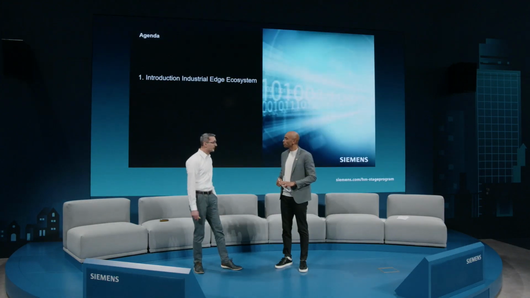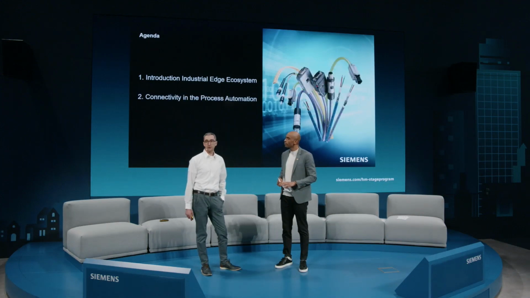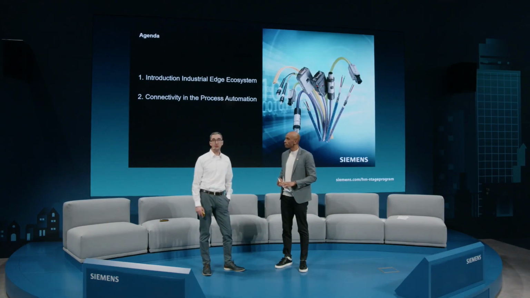Yes, here's my agenda. First of all, I will give you an introduction about the industrial edge ecosystem. Next, I will give you an overview about different ways of communication in the process automation. This is important to understand the complexity of communication in the process automation better. And finally, I want to show you how we want to address this complexity in the industrial edge ecosystem.